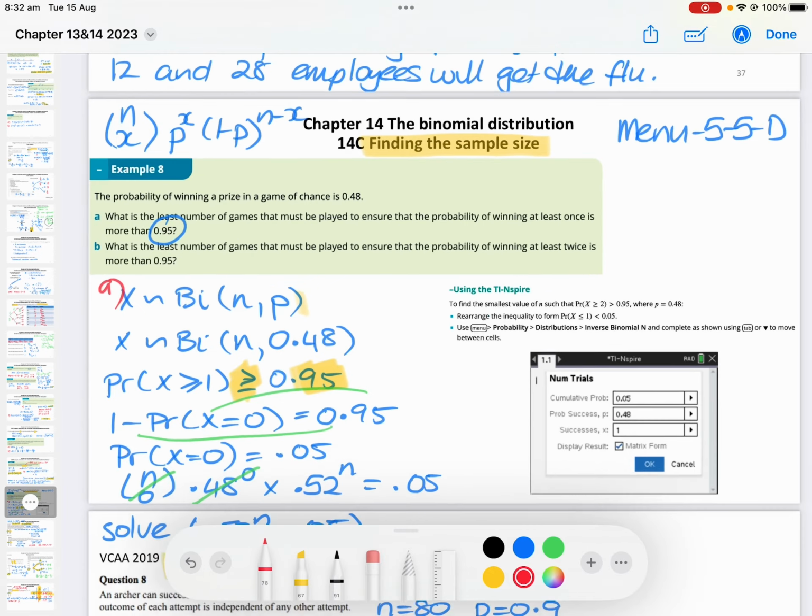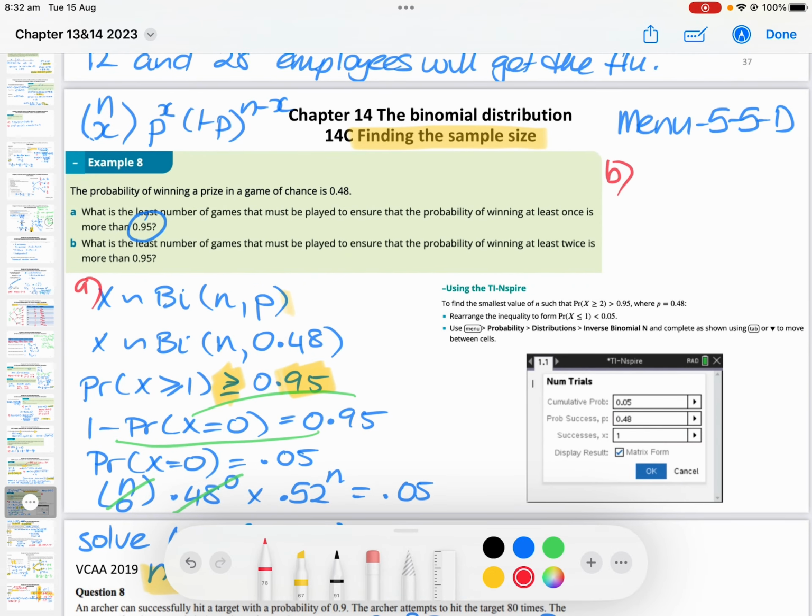Let's have a look at B, and in B I'm just going to do it on the calculator. What is the least number of games that must be played to ensure the probability of winning at least twice, so 2 or more, is more than 0.95? So we'll solve where it's equal and then we'll get more. So x is greater than or equal to 2. That's 1 minus everything except for 0 and 1. And that equals the 0.95.